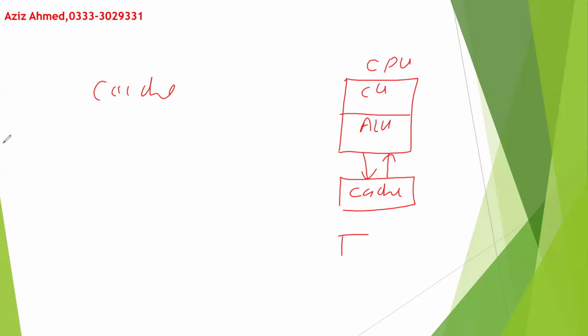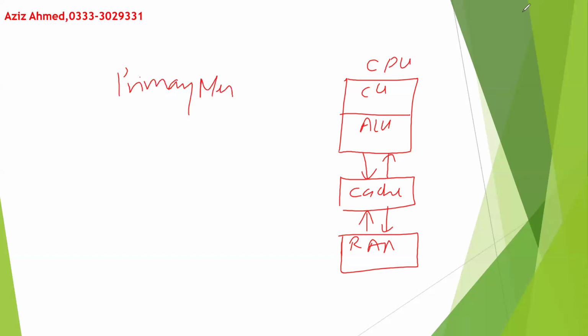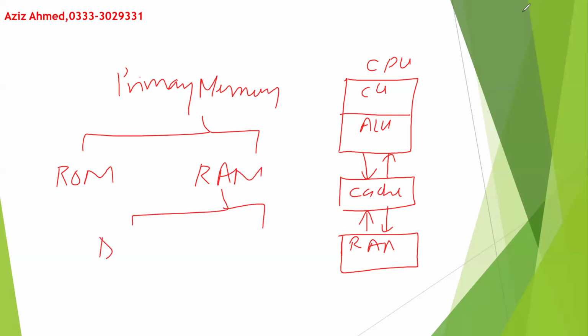And there is a RAM also. Do you know RAM? No, you don't have an idea about RAM? Okay. But this is another kind of memory. Do you know primary memory? You will study it in chapter 3. So there is primary memory, which is basically two kinds. One is ROM, one is RAM. And RAM has two categories, DRAM and SRAM.